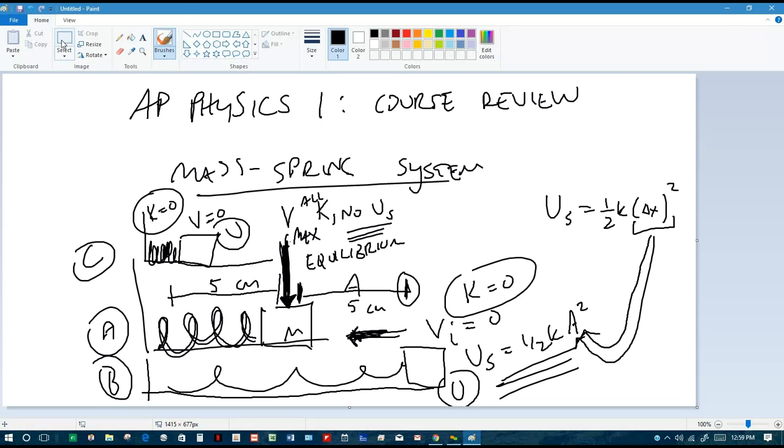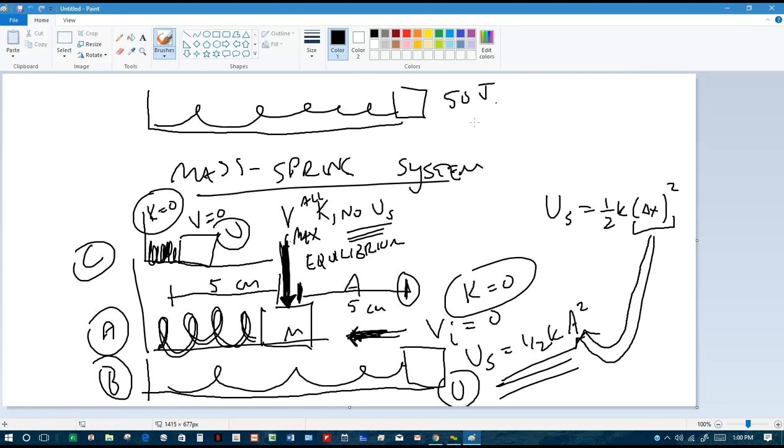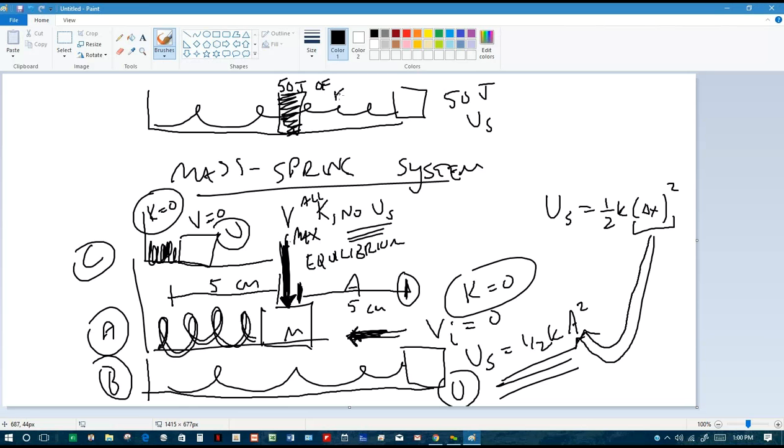And so if you were looking at values for that, it just means as you stretch it all the way out to here and you release it, if there was 50 joules of spring potential energy, that means right when it passes through the center point, it'll be 50 joules of kinetic energy. And then when it's fully compressed, all the way over here, it would still be 50 joules of potential energy.